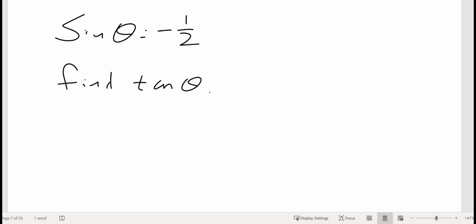Okay. All right. So we want to find sine of theta. That's -1/2, and we're given that, and we want to find tangent of theta.